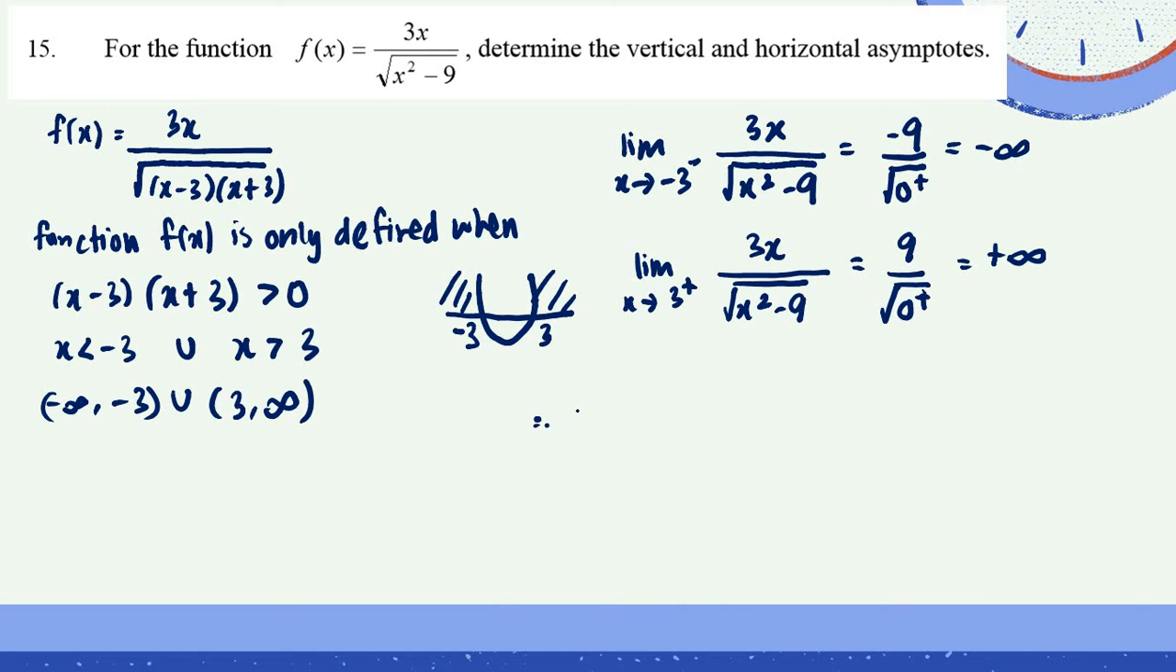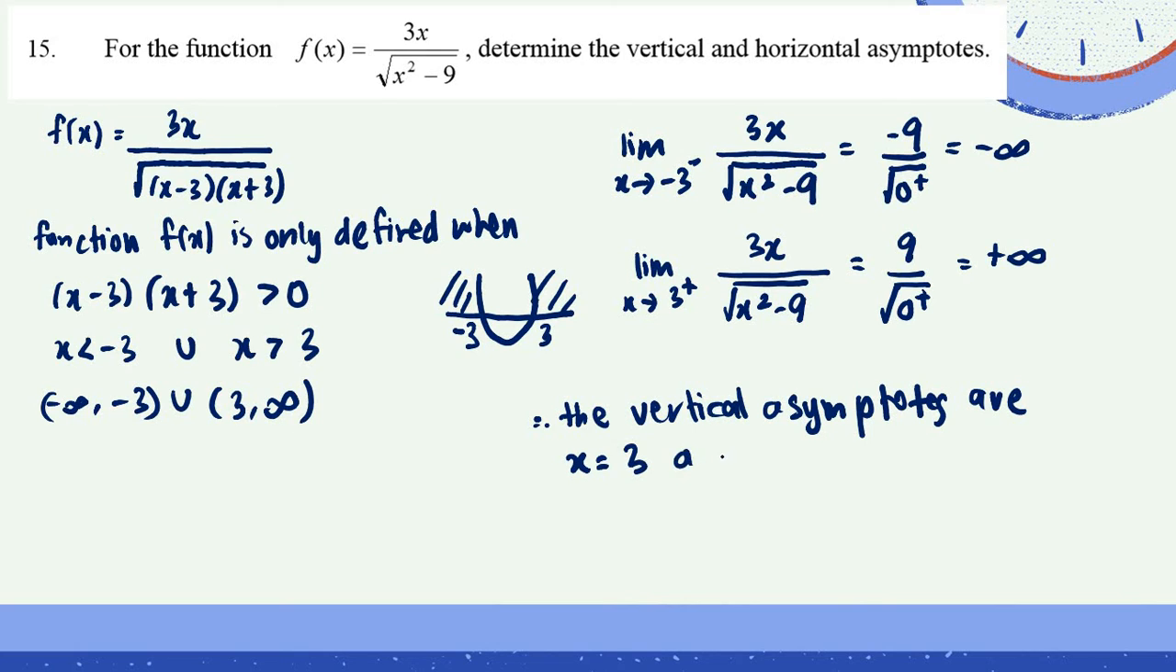Therefore, the vertical asymptotes are x equals 3 and x equals negative 3. So two values over here.